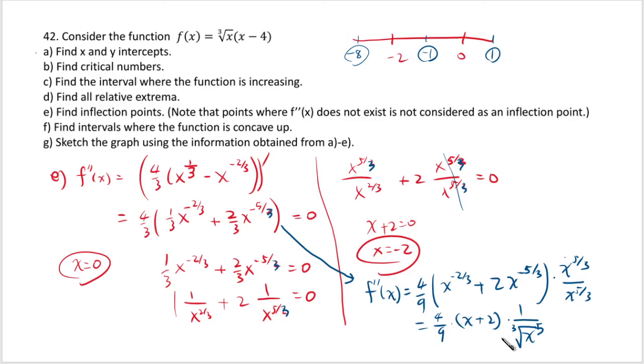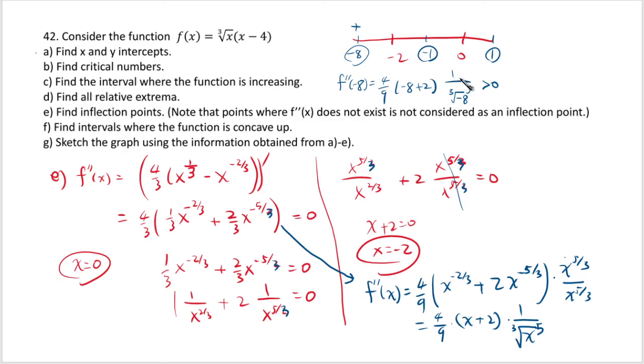So now let's plug this in. We have f double prime of negative 8 being 4/9 times negative 8 plus 2, that's negative 6, and 1 over cube root of negative 8 to the 5th power, that's negative 2 to the 5th power, so that's negative. This is negative, that's negative, so it's going to be positive.